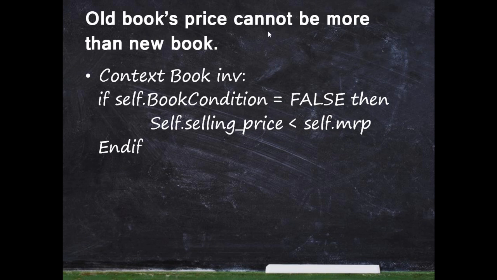An old book's price cannot be more than a new book. When the book condition is false, meaning the book is old, then the selling price must be less than self.mrp. Self.mrp means the selling price of a new book.